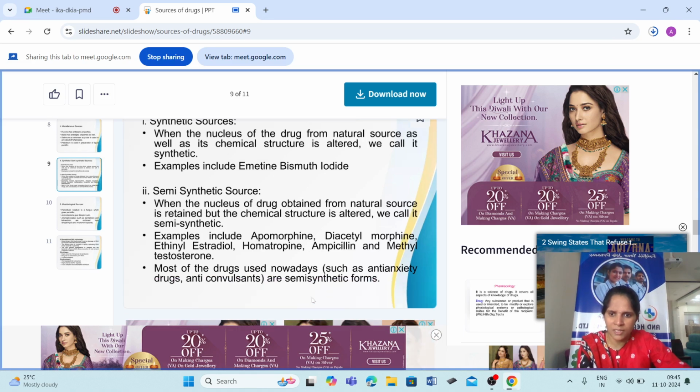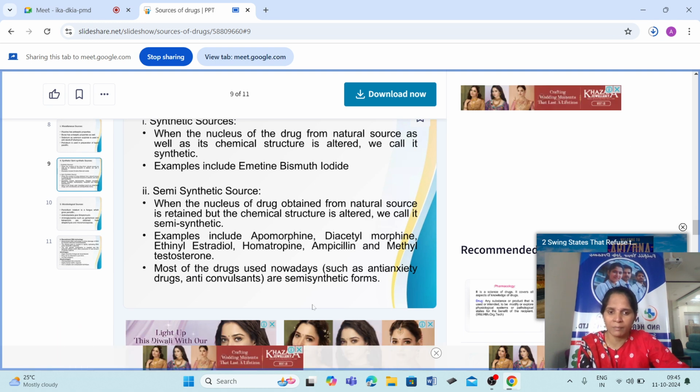diacylmorphine, ethinyl estradiol, homatropine, ampicillin and methyl testosterone. These are some of the examples where one or two parts of the drug's chemical structure are replaced. Suppose it has a functional group; that will be removed and another moiety attached so that it works for some other purpose, not the purpose it originally had.